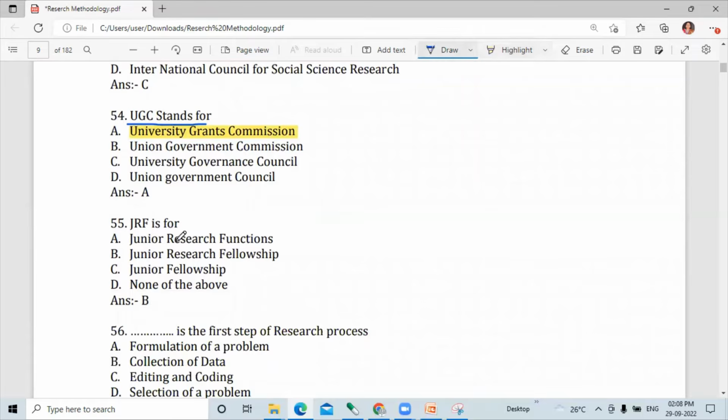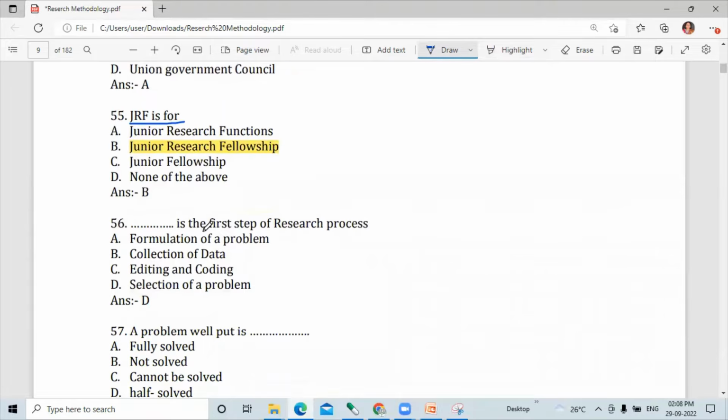The next question is JRF is for. What do you mean by JRF? JRF is for Junior Research Fellowship. The next question is dash is the first step of research process. So what is the first step of research process? It is selection of a problem.